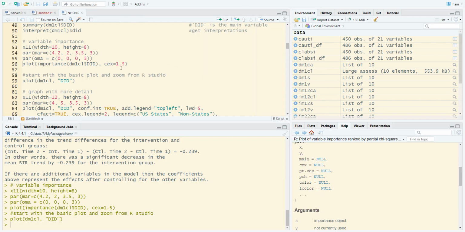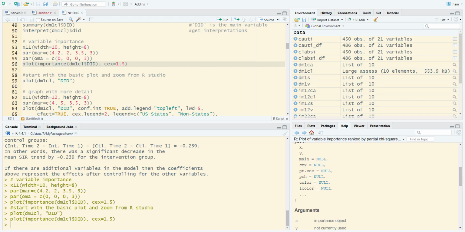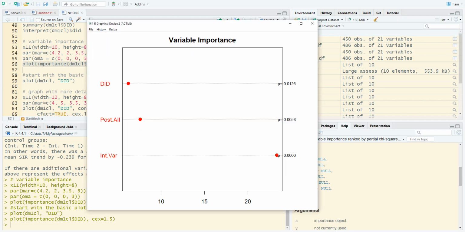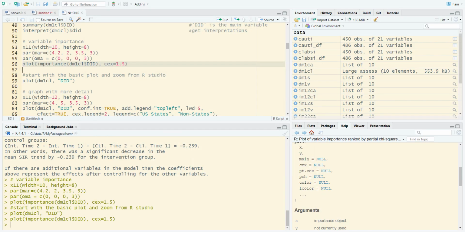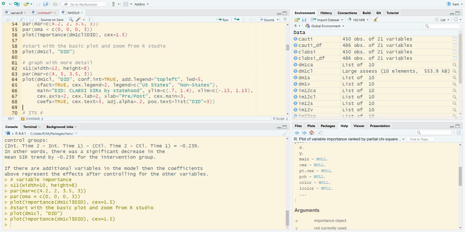Okay, so I'm going to go back. I'm actually going to use that. I'm going to plot the importance, and it's going to go back to this open plot device or a graph. And now we're going to produce a graph with more detail. For example, I'm going to include confidence intervals with that conf.int argument. I'm going to add a legend, change the line width.